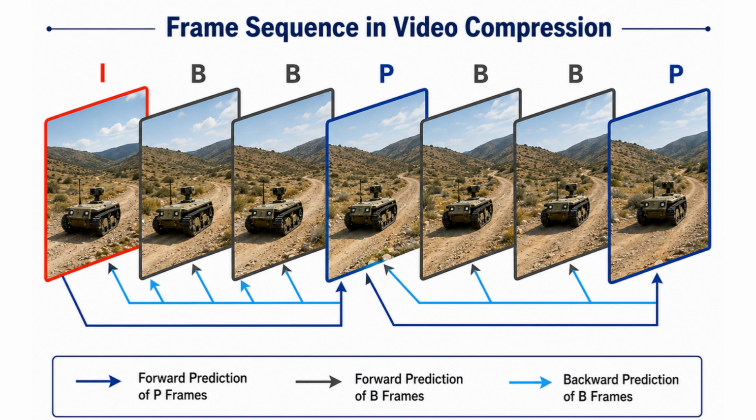Let us now understand how I, P, and B frames are arranged in a video compression sequence. The sequence begins with an I frame. This is a complete reference image and can be decoded independently. The following B-frames do not store the full scene. Instead, they use information from both an earlier frame and a later reference frame. This is called forward and backward prediction.